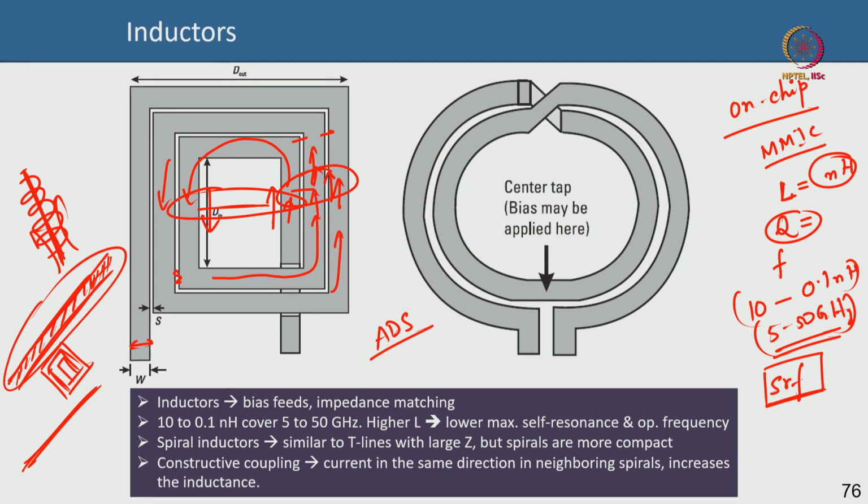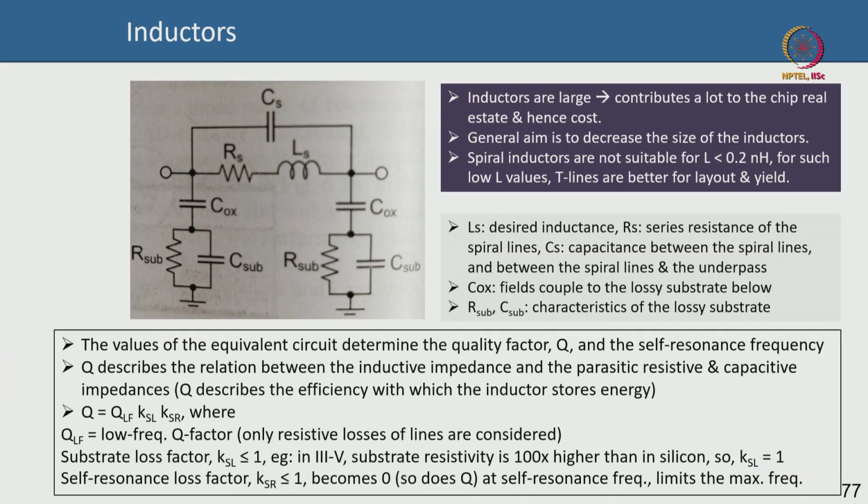So modeling and characterization of the passives have to go hand in hand in order to have this robust platform of passives. So this is the inductor, but there are many things to say about the inductor. I will come to that one by one. So an equivalent circuit of the inductor is shown here. Ls is the desired inductance value of the inductor that we are talking about.